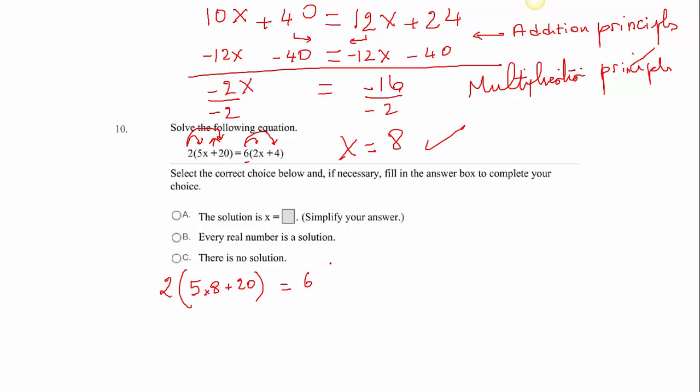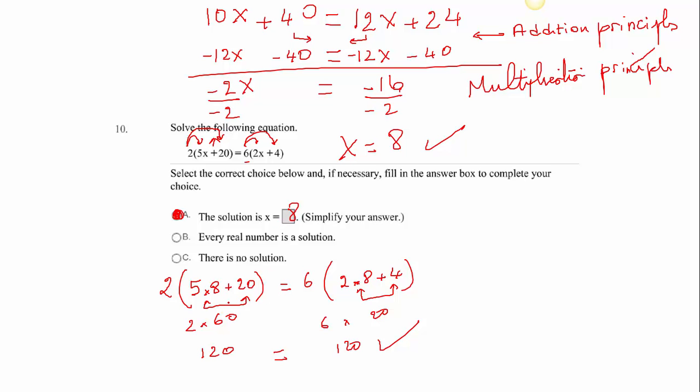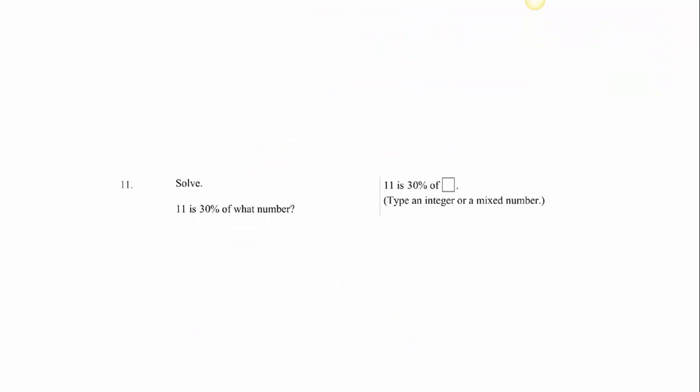Is it equal to 6 times 2 times 8 plus 4? So here we have 40 plus 20. 40 plus 20 is 60. 60 times 2 is 120. Here we have 16 plus 4. That's 20. And 20 times 6 is 120. Since 120 equals 120, we have checked, and the solution is x equals 8. Let's go to the next question.